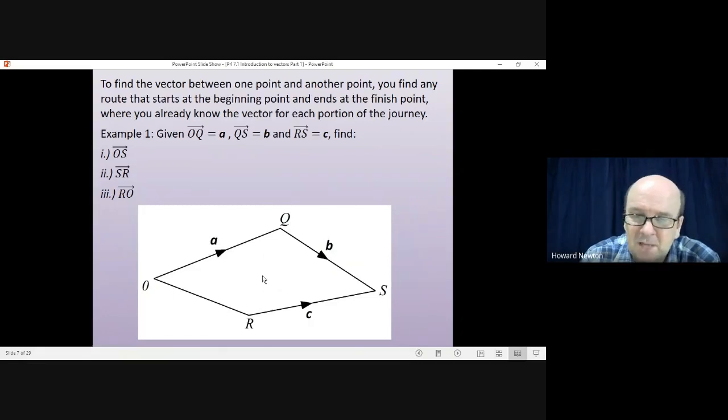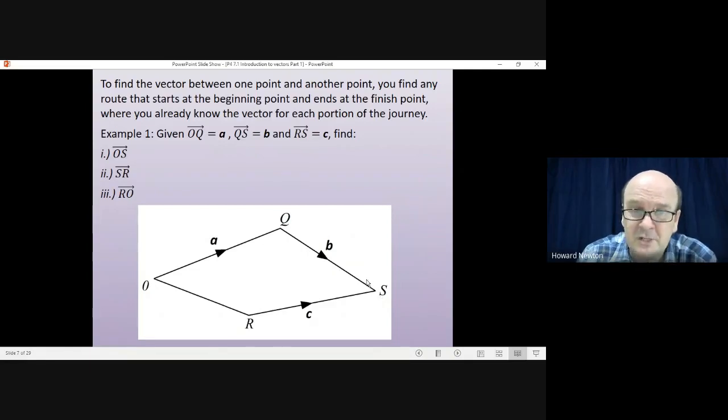So, for example, if we had this shape here and we knew OQ was equal to A, QS was equal to B, and the vector from R to S was equal to C, and we were asked to find these three vectors, the vector that goes from O to S, S to R, and R to O, looking first of all at the vector from O to S, the origin, O is the start point, and we've got to get to S, that's the finish point.